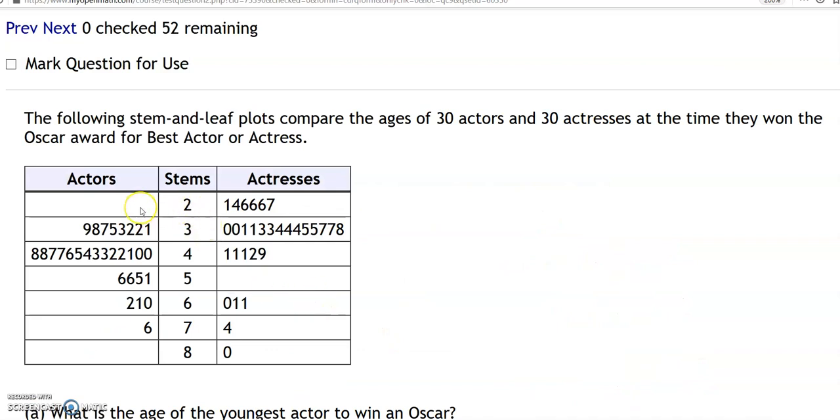This one's the same thing. They just kind of split it up in the left side actors, right side actresses. So there are no actors in the 20s, but there are 1, 2, 3, 4, 5, 6 actresses in the 20s: 21, 24, 26, 26, 26, and 27. And there are several of a lot of the rest. So actors are 31, 32, 32, 33, and so on. And actresses are 30, 30, 31, 31, 33.